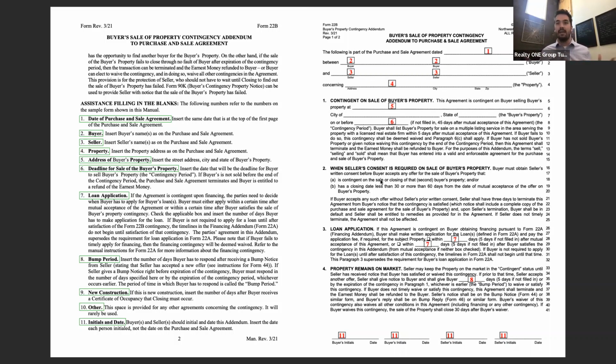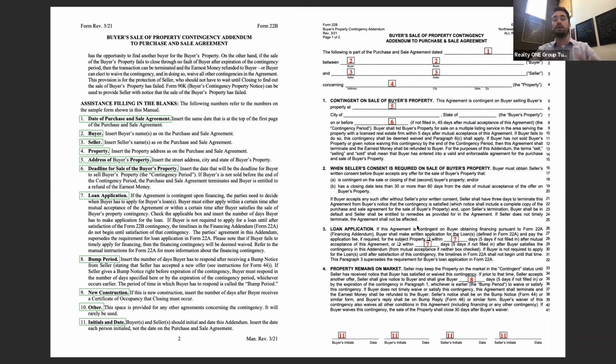Very simply, if you're accepting an offer that states that it's going to close in less than 30 days or more than 60 days, or you want to accept an offer that has a 22B, it's contingent on the sale of another property, then you must get the seller's permission to do so in writing. You can't just call the broker and say, you good? You got to actually get it in writing.